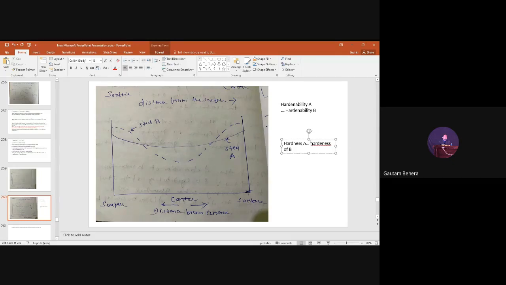Let me see who can answer. I'll give you 10 seconds to think of it. Your time starts now. Just think and tell me which steel will have high hardness. Or what is the relationship between the hardness of A and the hardness of B? Which one will be greater, which one will be smaller, or are they the same?